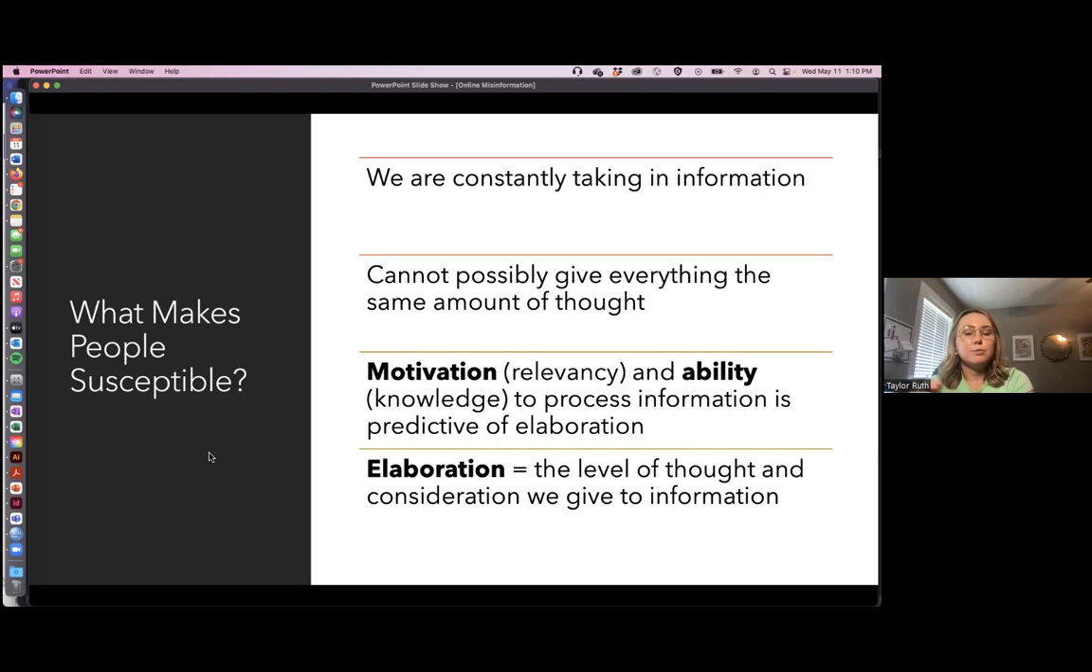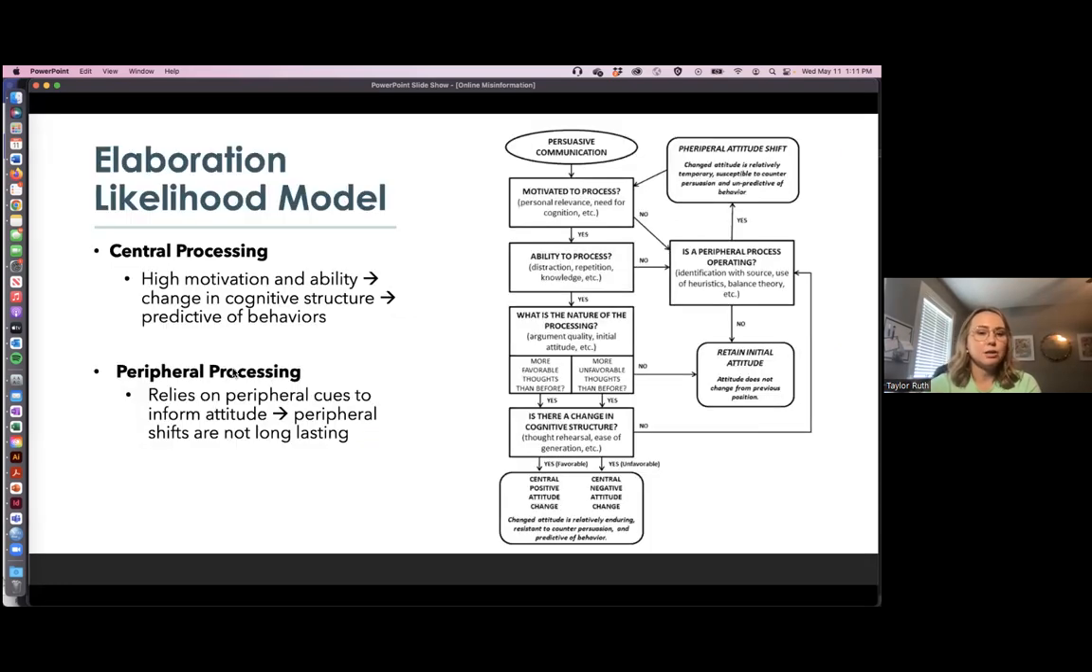So when we're thinking about communication theory, we're just going to talk about one really briefly. Our motivation, or how relevant that information is to us, and our ability, or our knowledge about this topic, is going to be really predictive of our elaboration when we see information. Elaboration is the level of thought and consideration we give to that information. So if we have high levels of motivation, it's very relevant to us, and if we have a lot of knowledge about this, we're going to consider it a lot more than if we don't. And this aligns with the elaboration likelihood model, which is a theory we look at for attitude change within science communication.